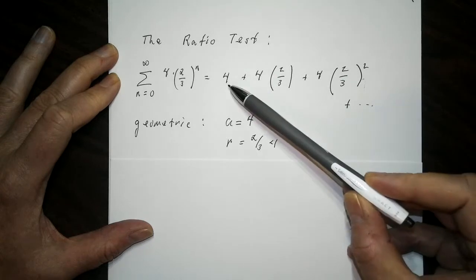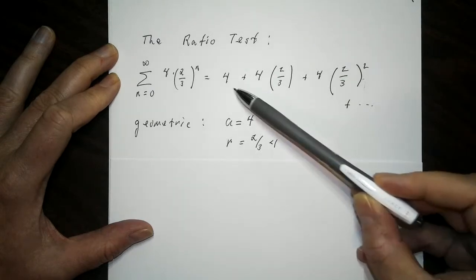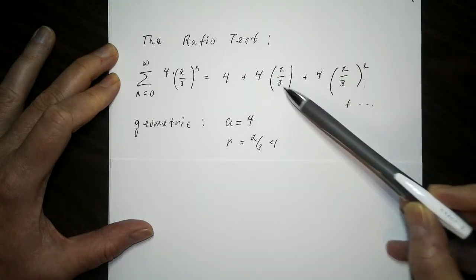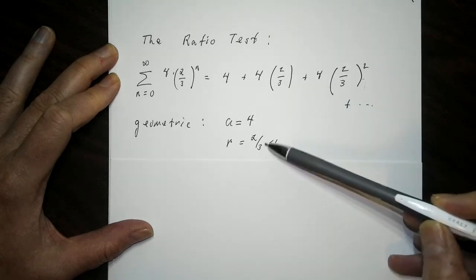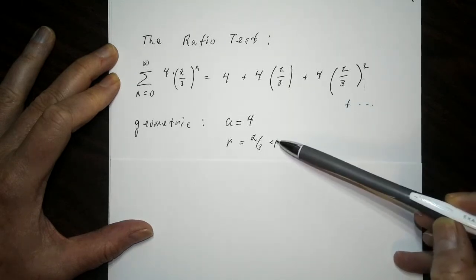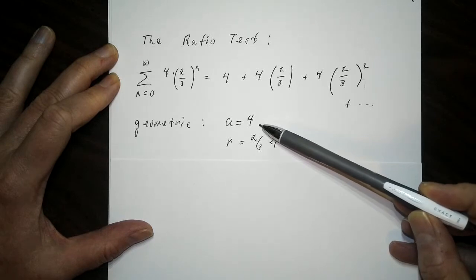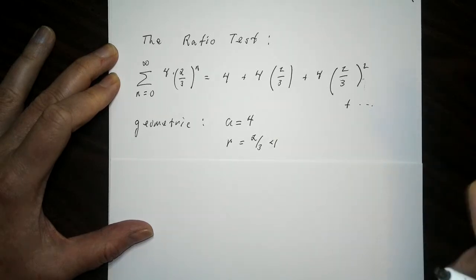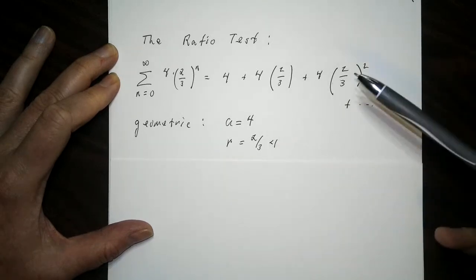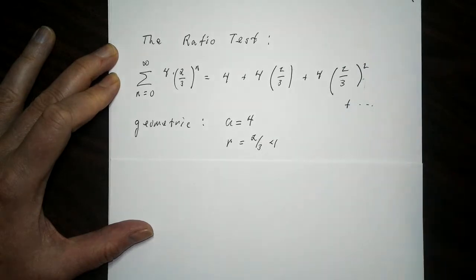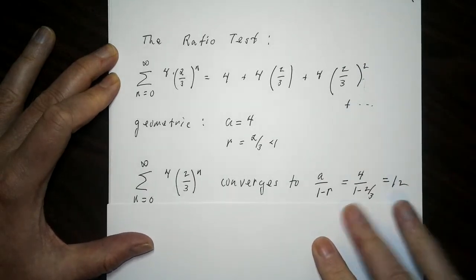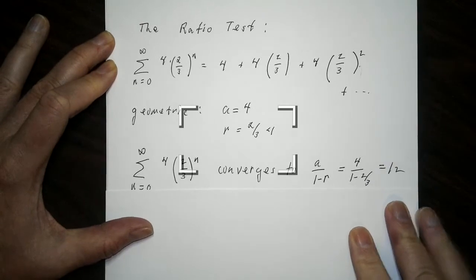Now this is a geometric series. We can see that by looking at the fact that when we go from one term in the sum to the next, we are always multiplying by 2/3, which is less than 1, and the first term is 4. So this is a convergent geometric series. It converges to 4 over 1 minus 2/3, which reduces to 12.